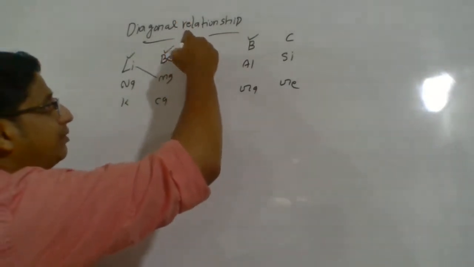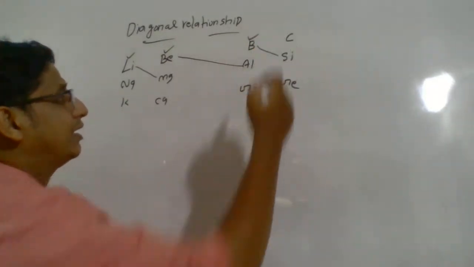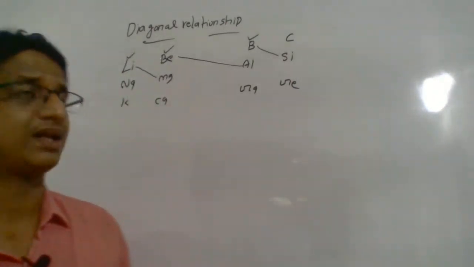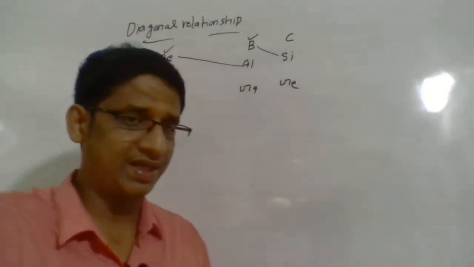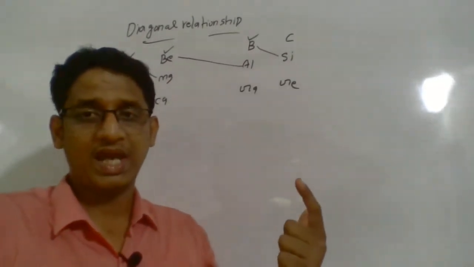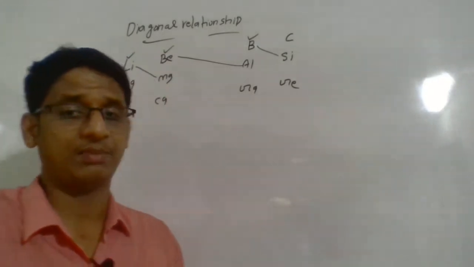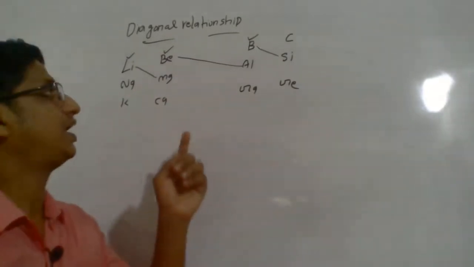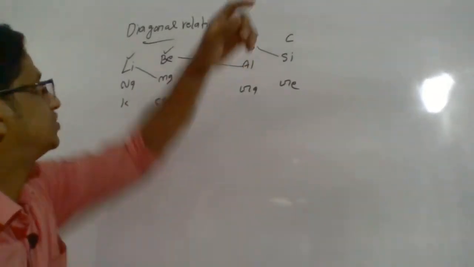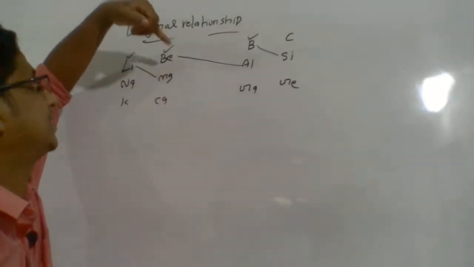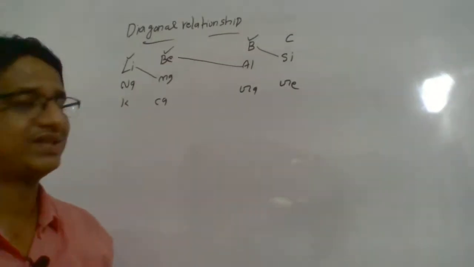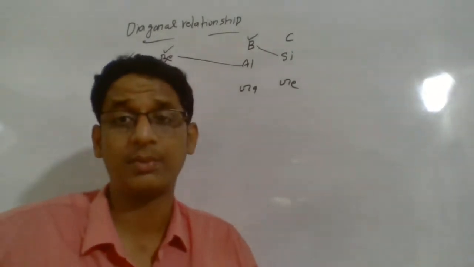Talk about beryllium and aluminium, they also have a diagonal relationship, and boron and silicon also have a diagonal relationship. So this is what diagonal relationship is all about. The elements in the second period, like lithium, beryllium, boron, have a characteristic similarity in chemical properties with respect to the element in the third period, diagonal to each other. So lithium and magnesium have similarity in chemical property, beryllium and aluminium, as well as boron and silicon. This is what diagonal relationship is all about.